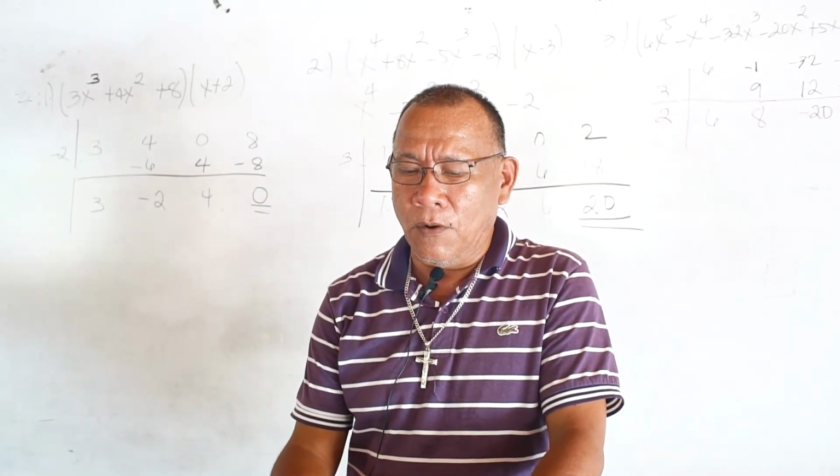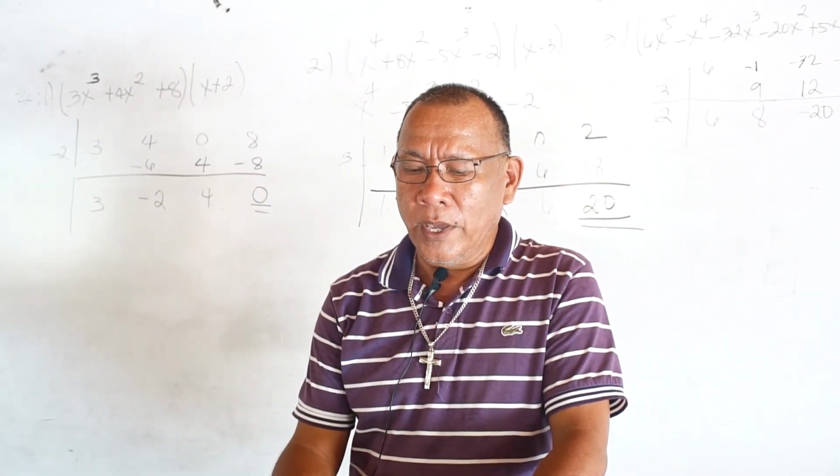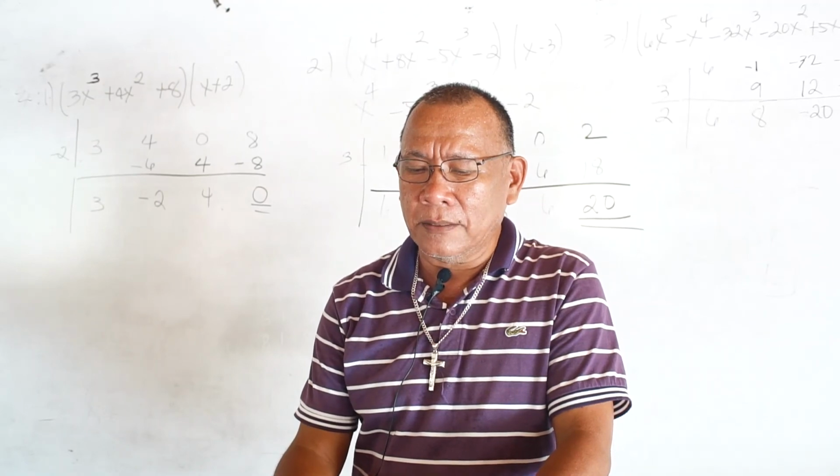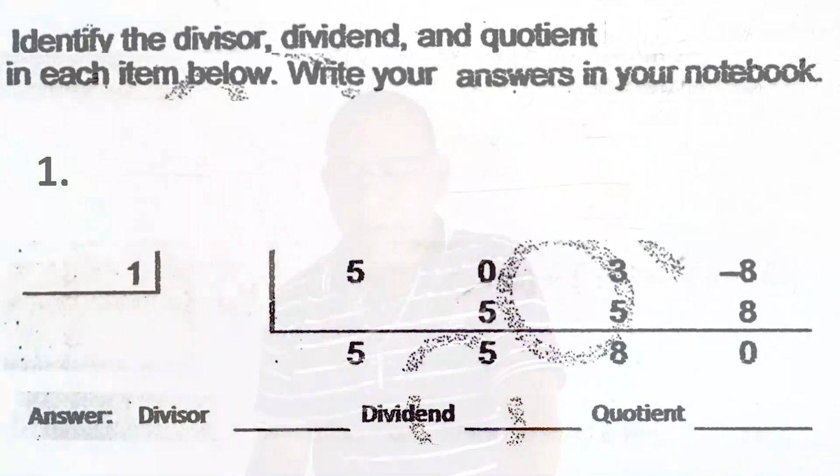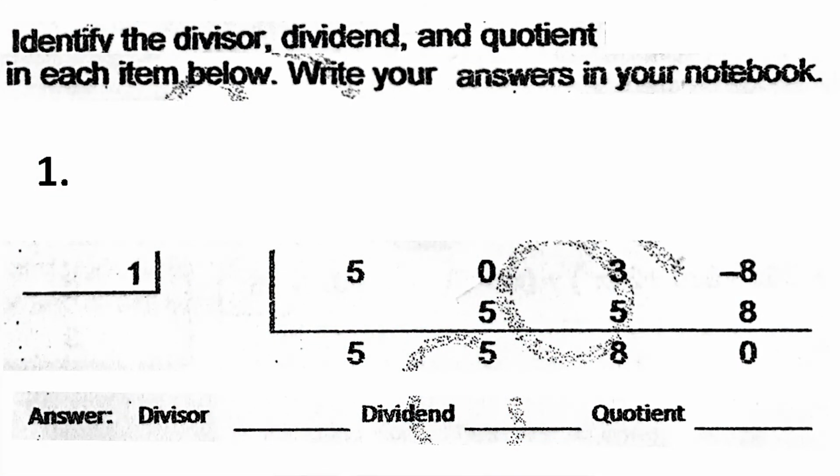Our activity for week 6 in Math 10: finding the divisor, dividend, and quotient using synthetic division. Identify the divisor, dividend, and quotient in each item. Write your answer on yellow pad paper.